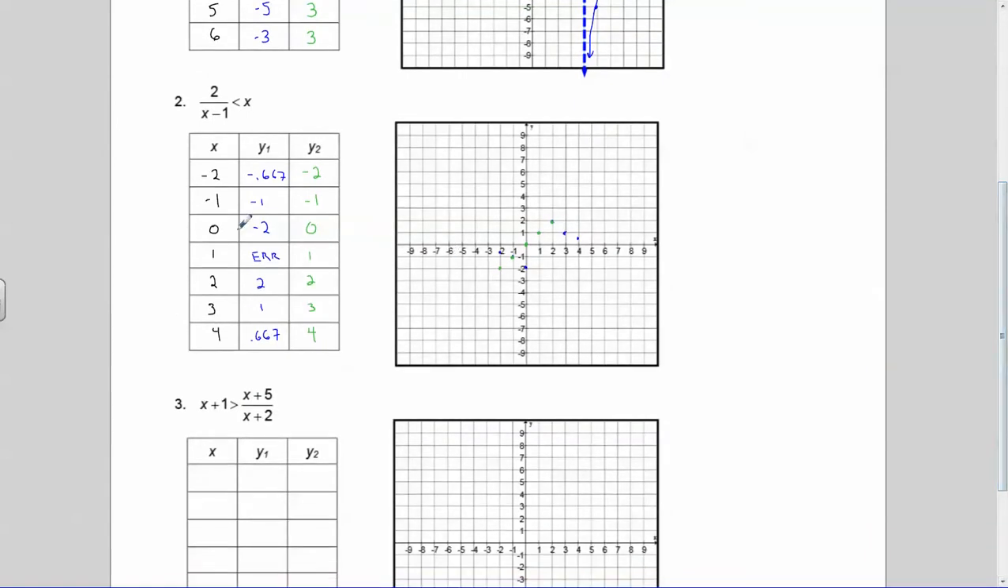Number 2. Again, when you enter this in, make sure you put parentheses around your denominator for y1. When we graph these, let's look for our asymptotes. We're going to have a vertical asymptote when x is 1. So right here. Our horizontal asymptote, this one is bigger on bottom, degree of 0 in the numerator, degree of 1 in the denominator, so y equals 0.